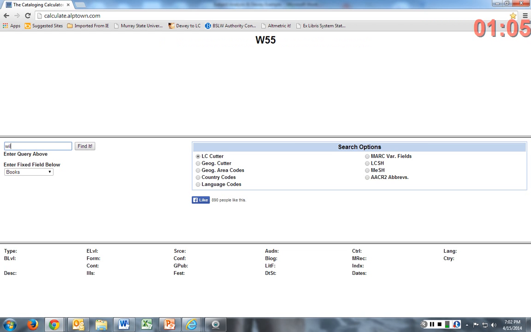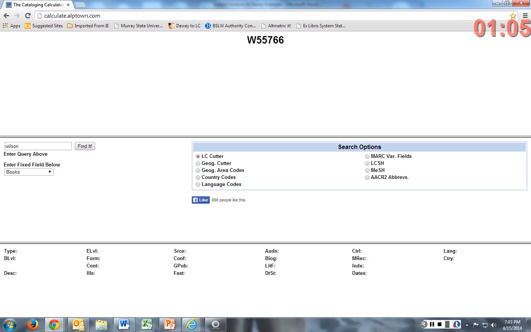And I'm doing this by main entry. Remember, the cutter is for the main entry, which is Wilson. See, and this one makes me click every time for every letter. Okay, Wilson. This is the number for Wilson. Now, am I going to use that whole number? No, I'm not, because my spine label is only so long.